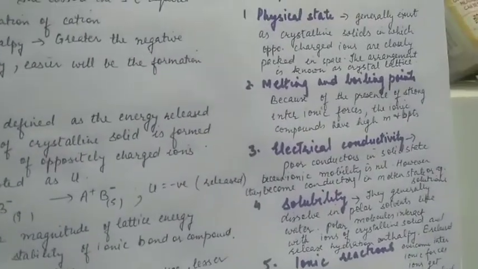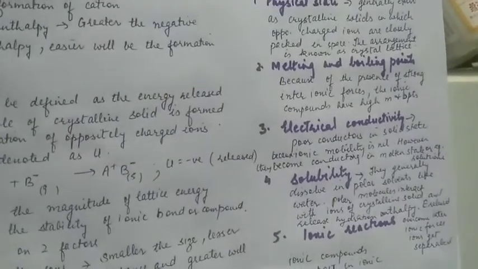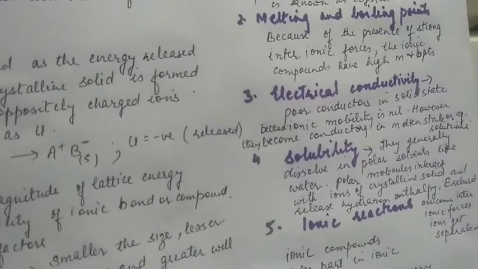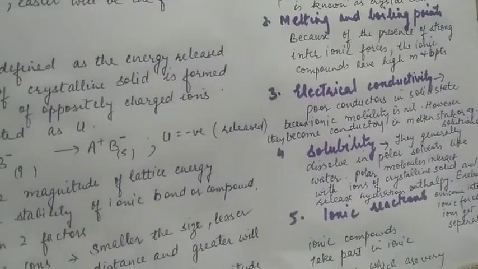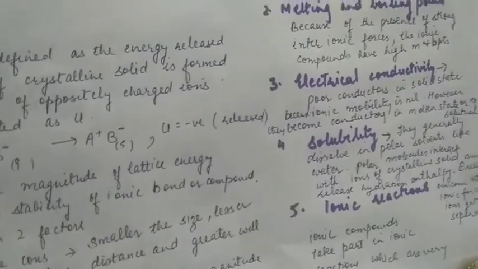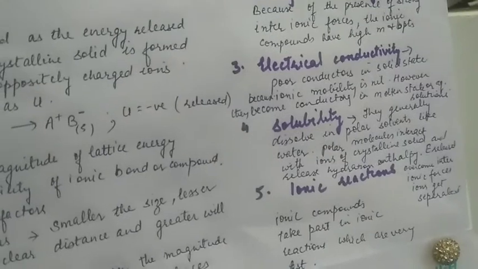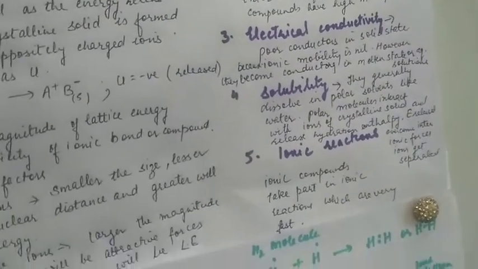Melting and boiling points. Because of presence of strong interionic forces, the ionic compounds have high melting and boiling points. These are poor conductors of electricity in the solid state because ionic mobility is nil. However, they become conductors in molten state or in aqueous solutions.